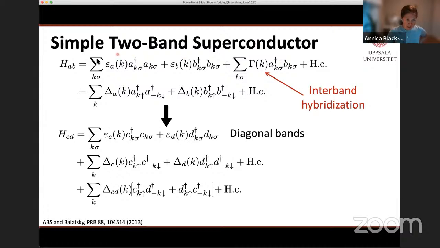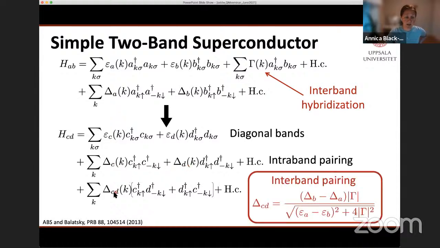Okay, so now I can take this normal part and re-diagonalize it. So I get two new bands, C and D, and it's fully diagonal. But if I do that, then with this new basis, C and D, I get a slightly different pairing part. So I get intra-band pairing here, delta C and delta D, but it also gets some interband pairing, delta CD here. And the interband pairing is proportional to gamma, as you might guess, and it's also proportional to the difference in the two superconductors, delta B and delta A.